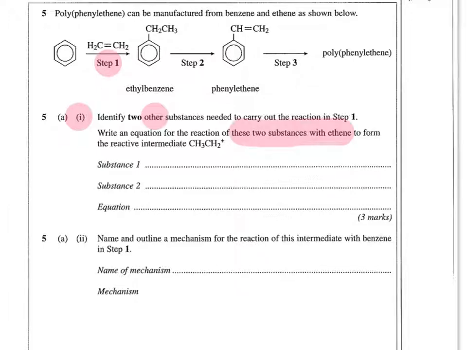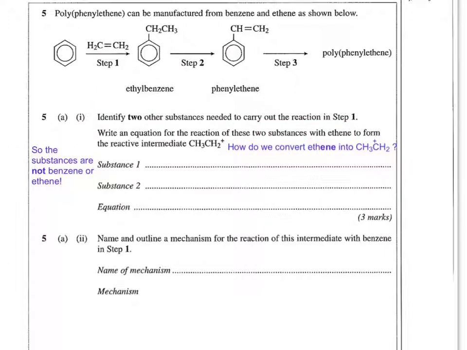Reinforced in the question where it says write an equation for the reaction of these 2 substances with ethene to form the reactive intermediate CH3CH2+. So our substances are definitely not benzene or ethene. So let's think about this for a second. The question we've got to ask ourselves is, how do we convert ethene into CH3CH2+?